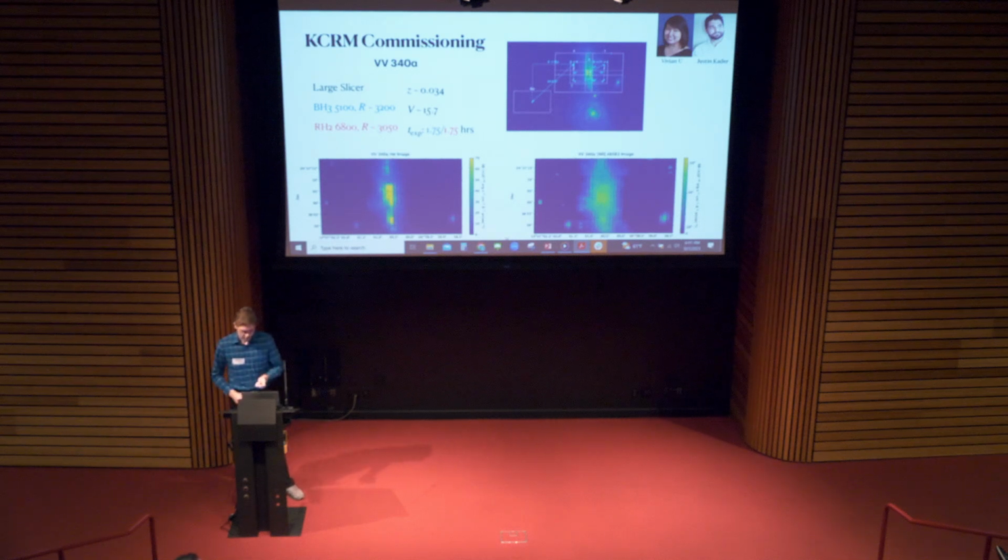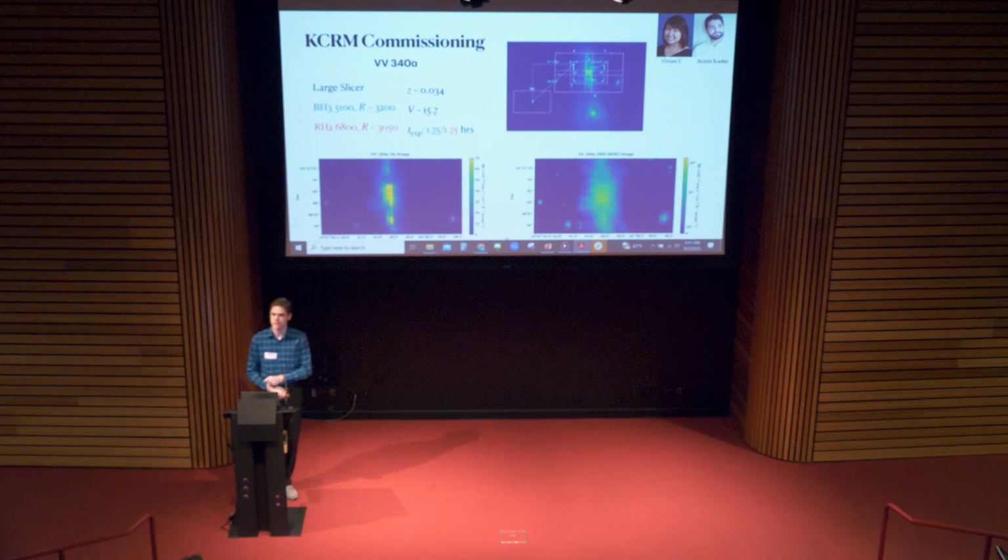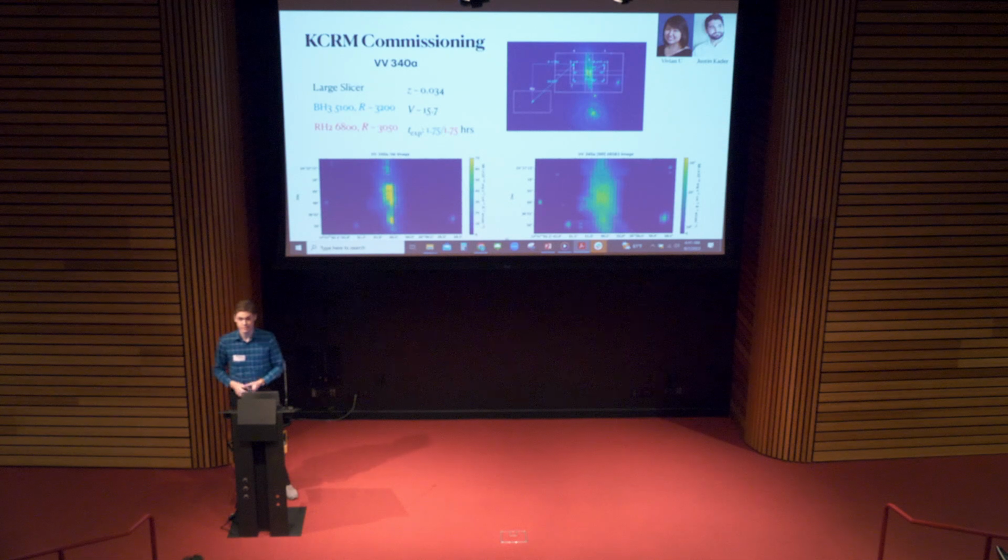So without further ado, I'd like to present Vivian Yu's and Justin Cater's target. This is VV340A. I'm just going to show a few white light images here, but Justin and Vivian are the people to talk to if you have further details about this. But this is an excellent object that we were able to look at.